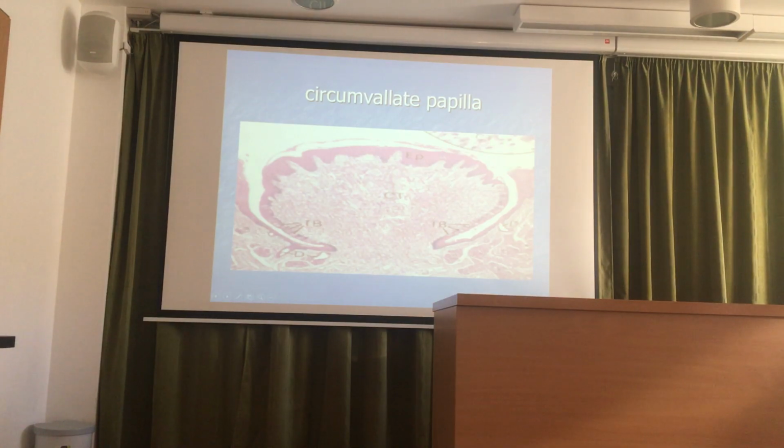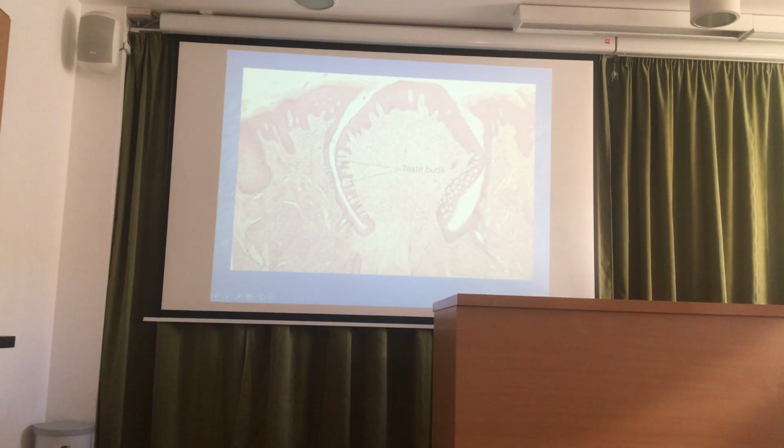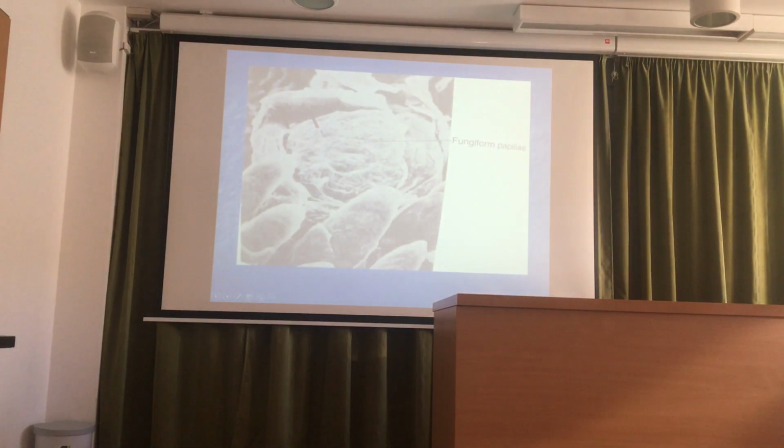Basically the deepest point, almost the deepest point of the fissures around the circumvallate papillae. This is the fungiform papillae, and sometimes you can find taste buds also in the fungiform papillae. On this picture it's very good, so you can see the taste buds are absolutely visible, the location of the taste buds.